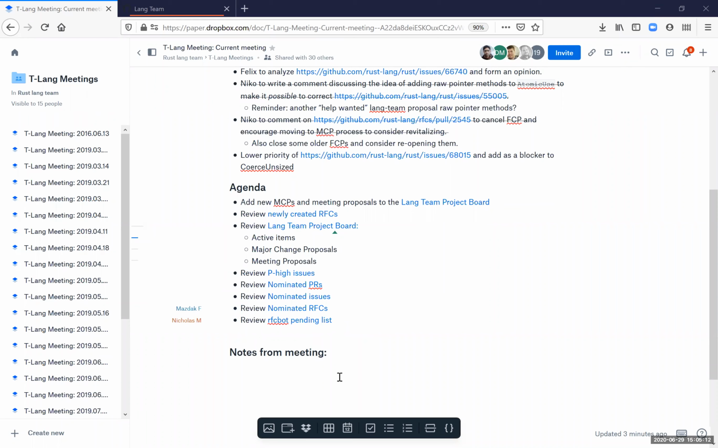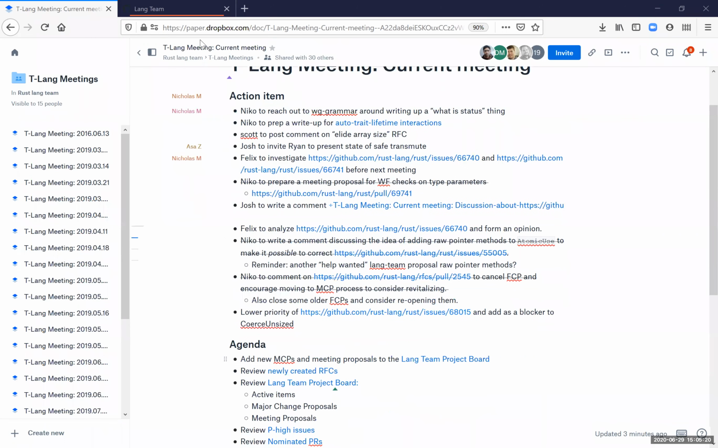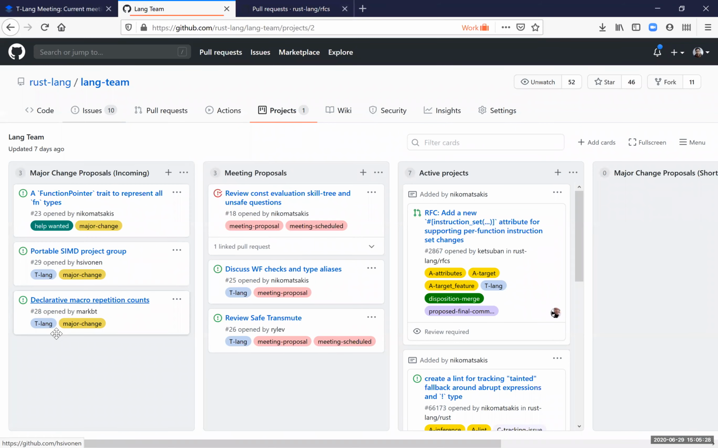Welcome to this lang team meeting on this fine day, June 29th. Let's see. I already added new MCPs. Let's look at the project board. There's a couple of MCPs here. This one is the one that I'm proposing, and I guess we should probably put that in some other column.